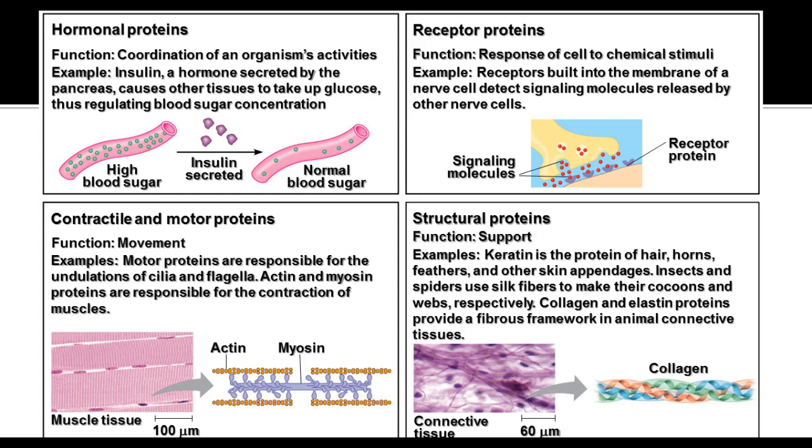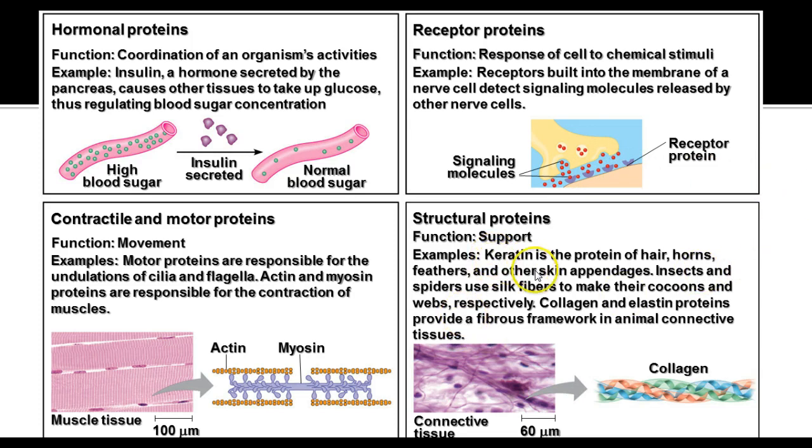Receptor proteins function in the responses of cells to chemical stimuli. So here you see a neuromuscular junction. So you've got the neurotransmitter molecules that are being released here, and there are receptors on the muscle cell or on the cell that the nerve is near, and that will cause that reaction to be transmitted to the cell.